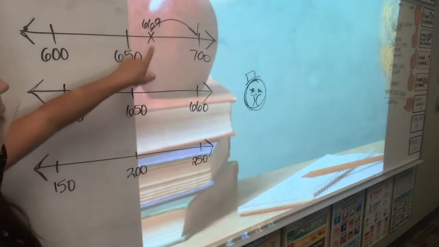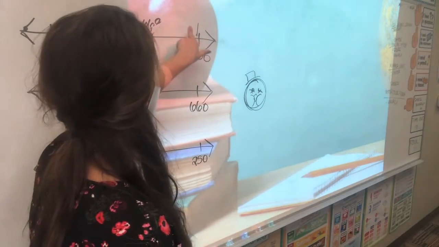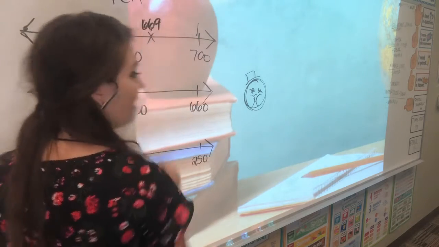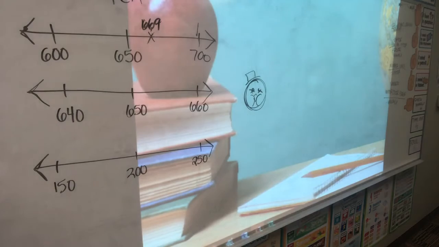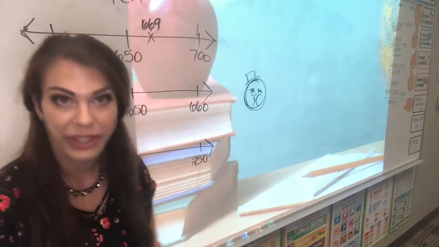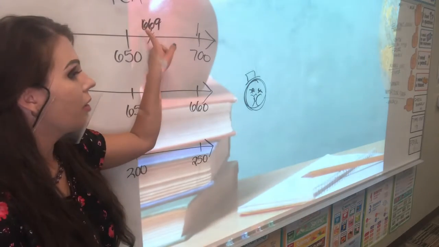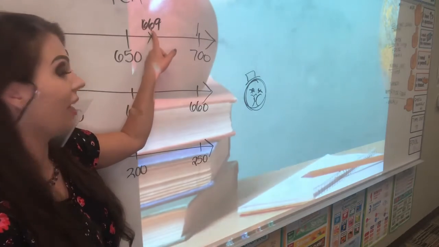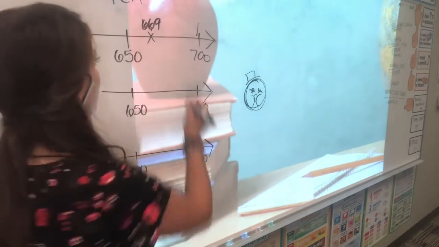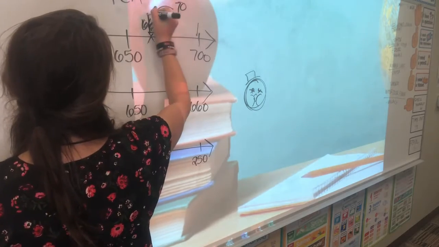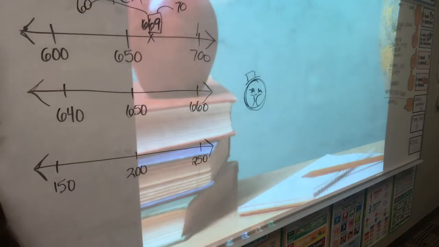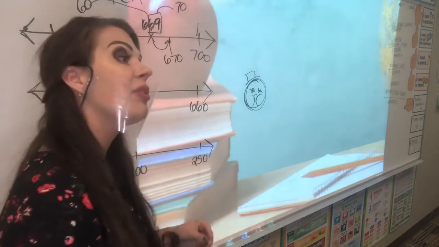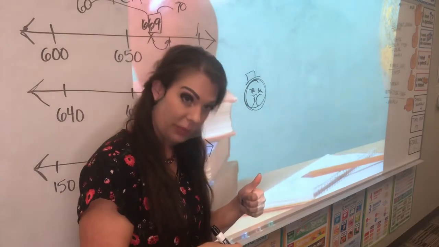How about if we said we were going to round to the nearest 10? It's 669. So which place value am I looking at? Raise your hand. The tens place value. So which one am I looking to round? The 60. So 69: is 69 closer to 70 or closer to 60? 70. So 669 would round to 670 if we were rounding by the tens place value. Does that make sense?